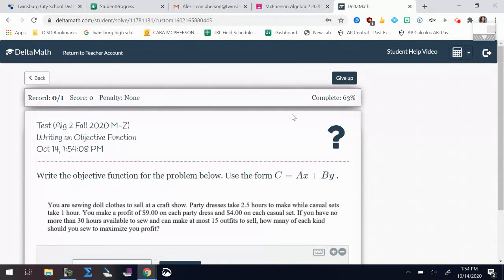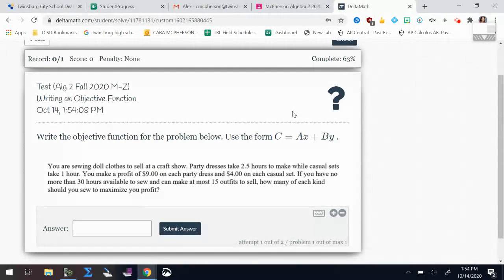Finally, we get to actually setting up some of these linear programming problems. So I'm going to do a couple where I want you to practice writing the objective function. So your objective function is going to be what you're trying to optimize, what you want a maximum of or a minimum of. So in this case, we are trying to maximize profit. So my equation, and we're just writing it in the form C equals AX plus BY. So I'm going to write C equals my profit.